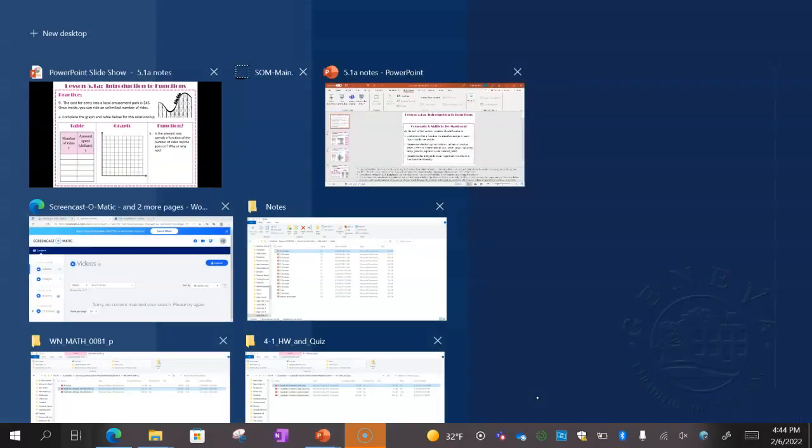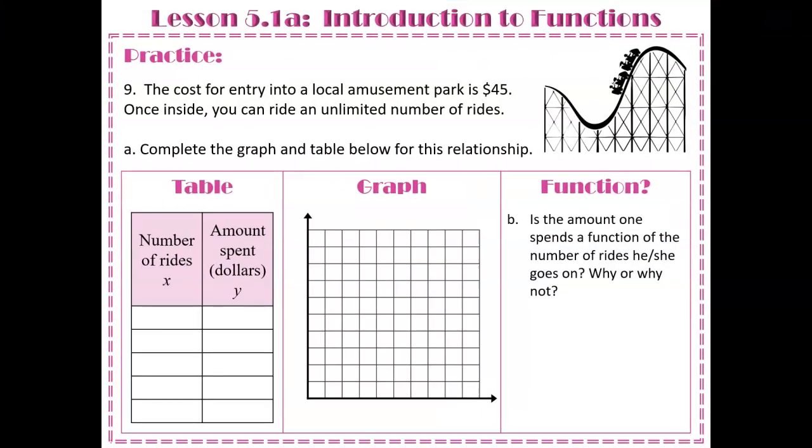So if I go on 0 rides, I still have to pay that $45. If I go on 1, oh, $45. 2, still $45, and so on. No matter how many times I ride a ride, it's $45. Okay, so let's label this graph. This is going to be the money I spent here, and this is going to be the number of rides.